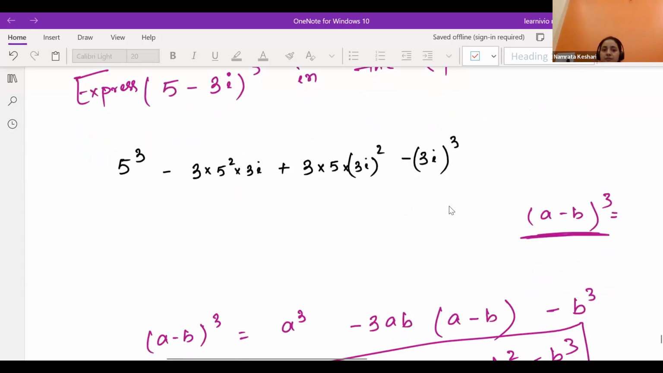Let's do it. 5 cube is 125. 5 square is 25, into 3 is 75, into 3 again, 25 into 9 is 225. Is it so? Five into three into nine.